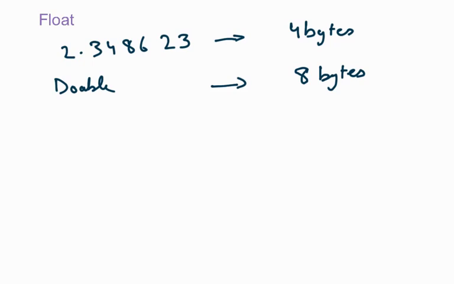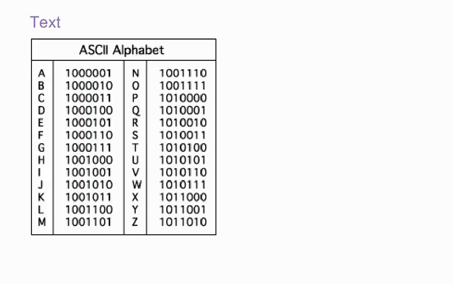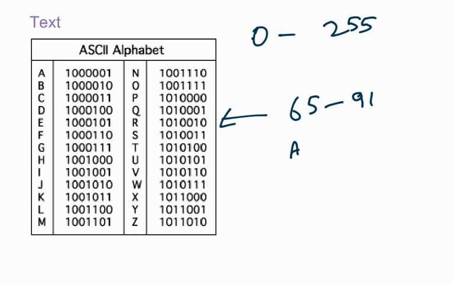Now we will move on to how other types of data are stored, such as text. How text is stored is that each character has its numerical equivalent stored in a table called an ASCII alphabet. ASCII stands for American Standard Code for Information Interchange. What that means is that they created a long table. It has values starting from 0 up until 255, but in this table it only shows you 65 up until 91, which is your capital alphabet A to Z.